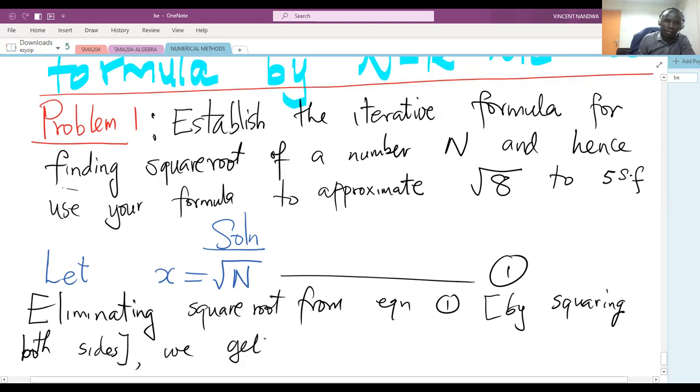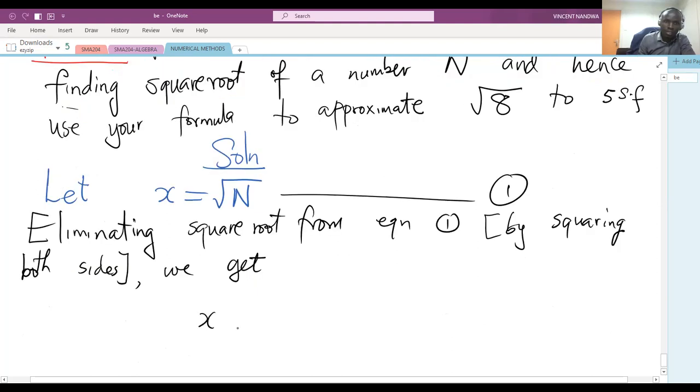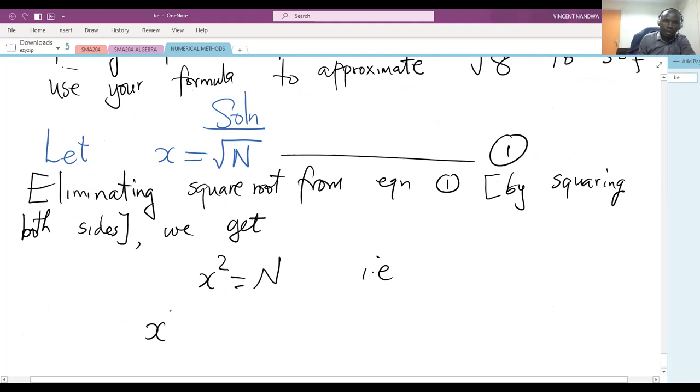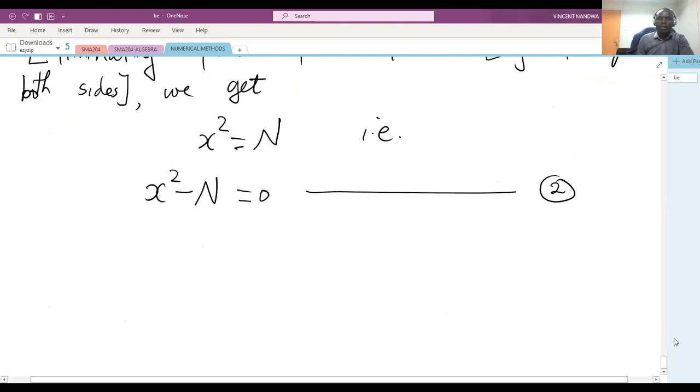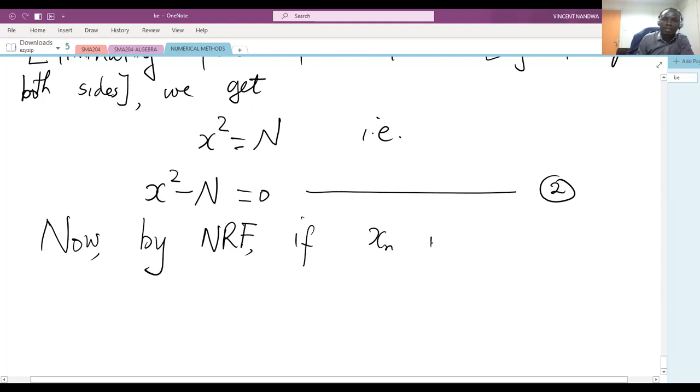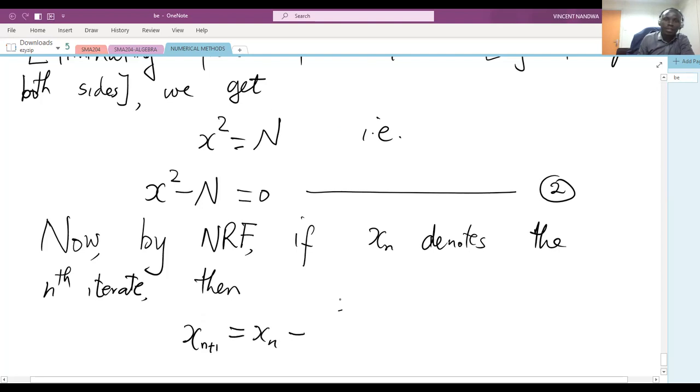We get, when you square both sides, the left-hand side will be x squared, the right-hand side will be n, i.e. x squared minus n equals 0. Call this equation 2. Now, by the Newton-Raphson formula or method, if xn denotes the nth iterate, then xn plus 1 is given by xn minus f of xn divided by f prime of xn.